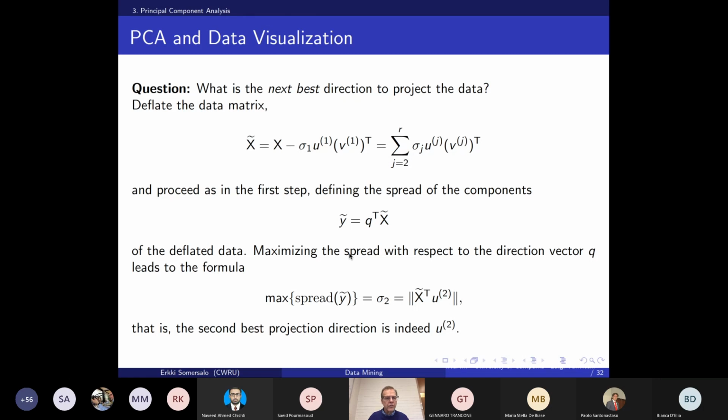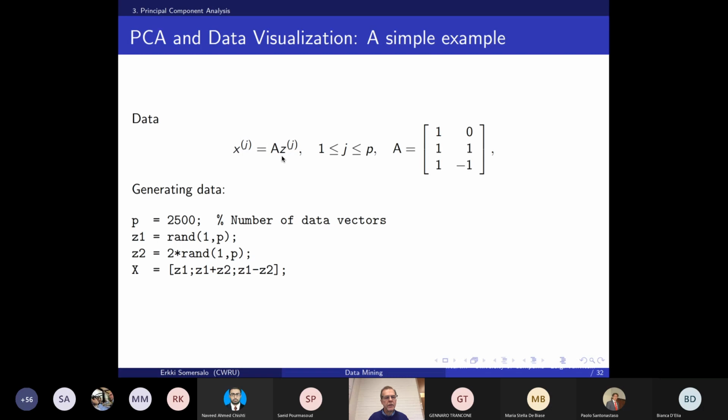So now I go to examples, and this is my original example, the introductory example. My data xj is generated by using this model. Xj is A times zj, where zj's are two-dimensional vectors, and A is given by this matrix expression here. So I'm generating data. This is a little snippet of MATLAB code, and I'm generating data of 2,500 data points.